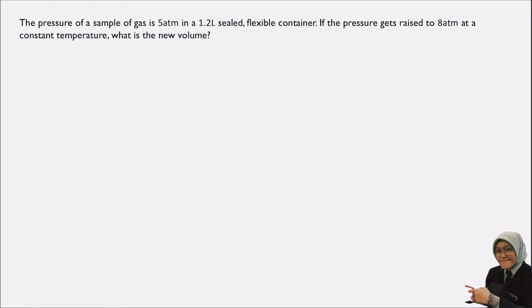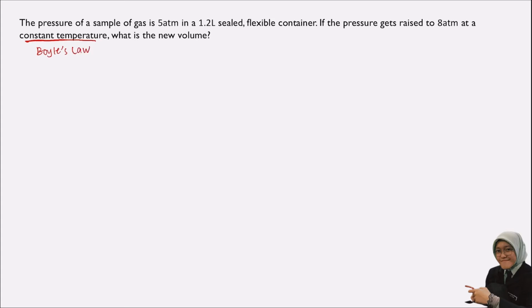So let's go to the examples given. Number one: the pressure of a sample of gas is 5 atm in a 1.2 liter sealed flexible container. If the pressure gets raised to 8 atm at a constant temperature, so we know if it is constant temperature, that is Boyle's law. So what is the new volume?